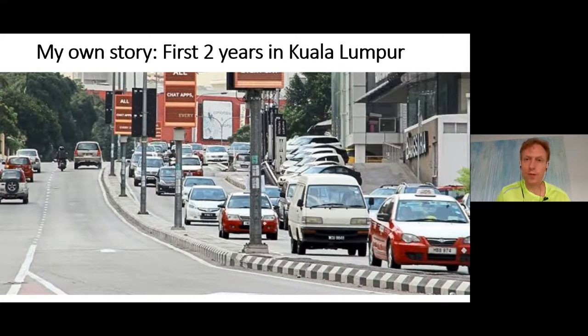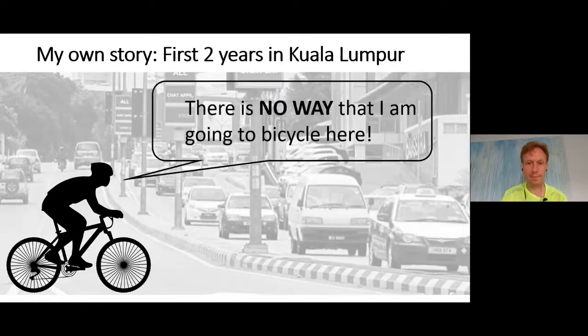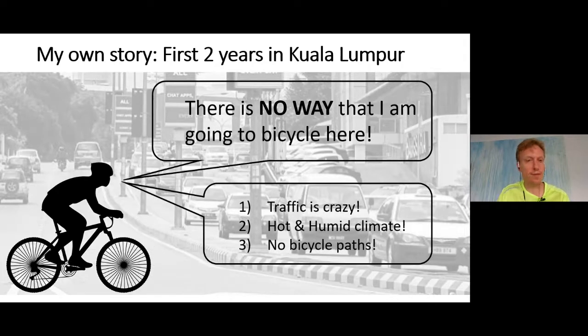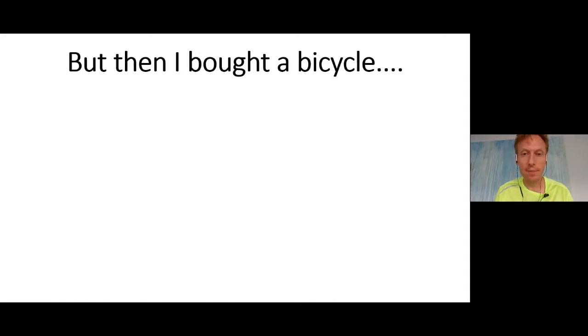My own story when I first came to Kuala Lumpur in 2005 was that I was a bit intimidated by the traffic. So basically, I didn't see any bicycle lanes, and I was like, there's no way I'm gonna bicycle here. The traffic seemed crazy, the climate was very hot and humid, and there were no bicycle paths. So for the first 2 years, I didn't cycle, which was quite unusual for me. And I had to get a car, which was the first time in my life I had to get a car, which was not something that made me very happy.